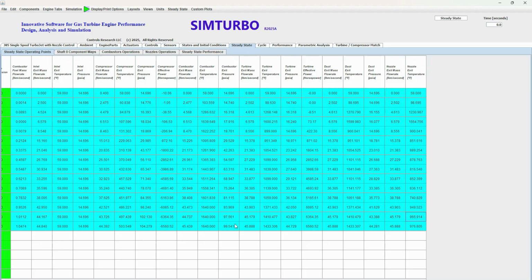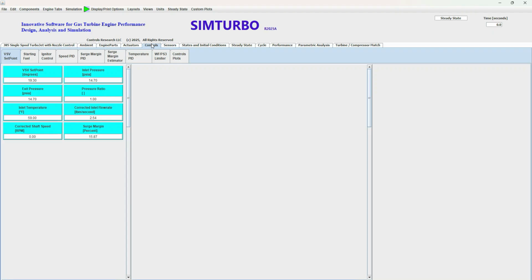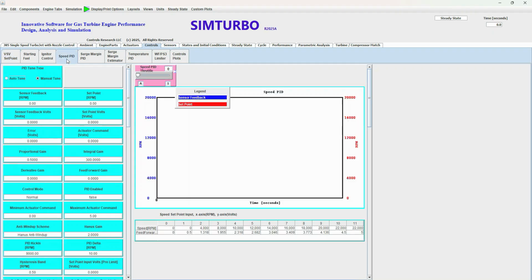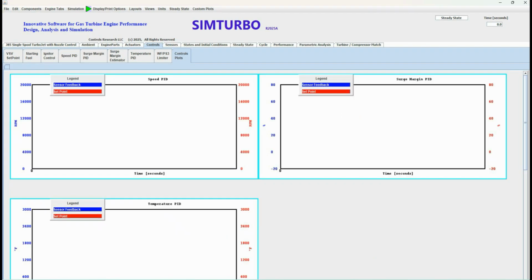It is observed that as the engine speed increases, the thermal efficiency increases, thrust-specific fuel consumption decreases, and net thrust increases. Finally, we have reached a moment of truth. We select the Controls tab to examine the transient operation. The sub-tabs within Controls include the VSV setpoint, starting fuel, igniter control, each PID, surge margin estimator, fuel flow over compressor pressure limiter, and finally a sub-tab containing the time plots for each PID.